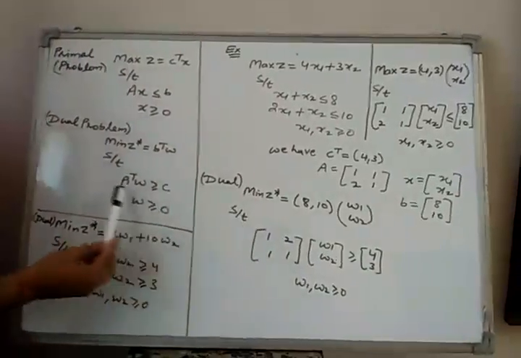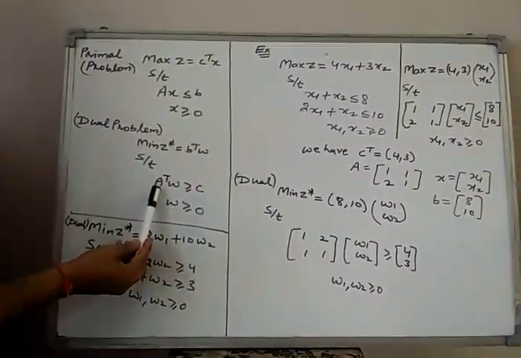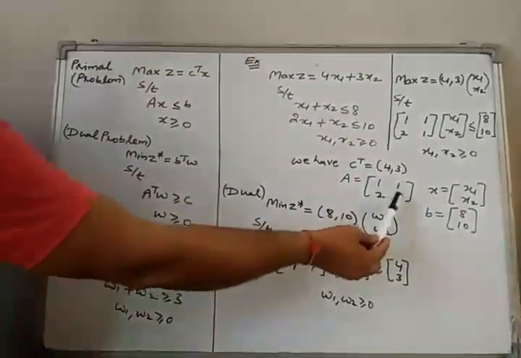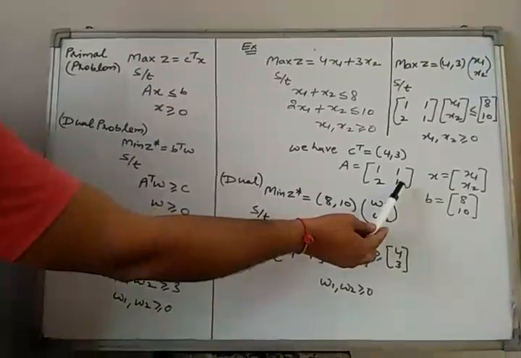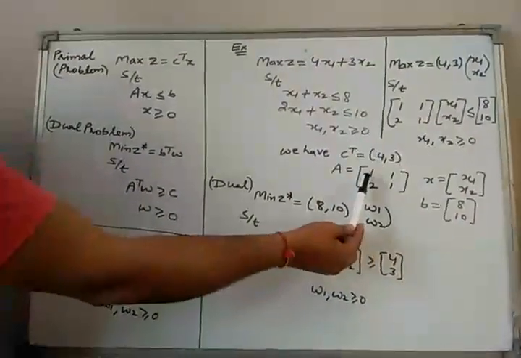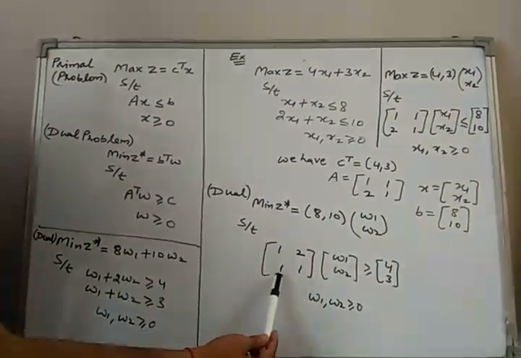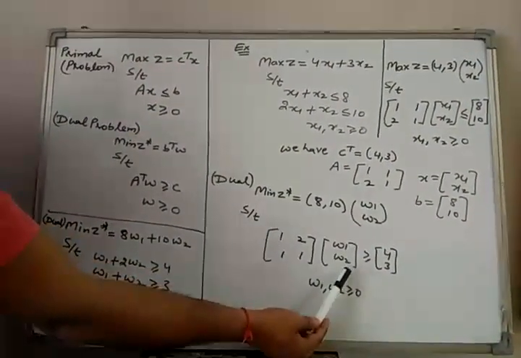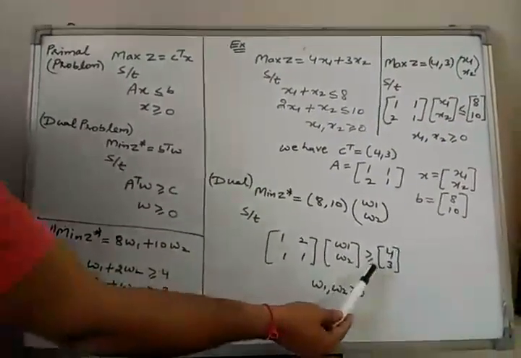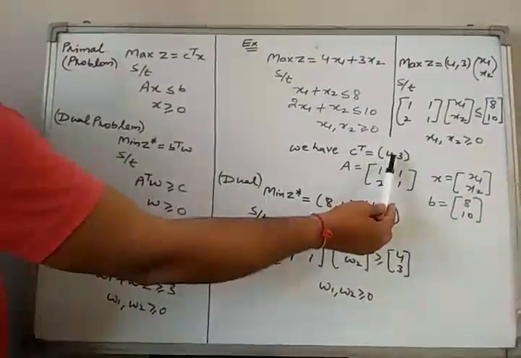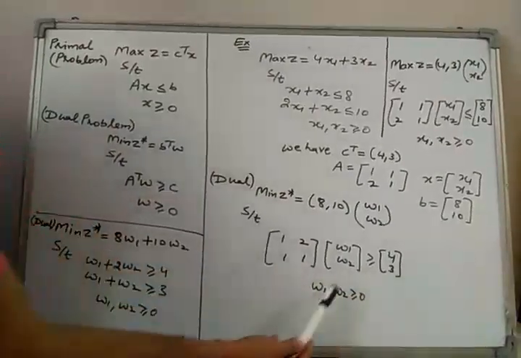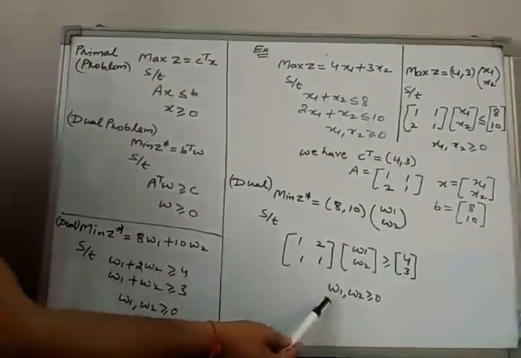Subject to the condition, here we take the transpose of the coefficient matrix. In our case, the coefficient matrix is [1 1; 2 1]. We take its transpose, and after taking it, rows become columns and columns become rows. This becomes [1 2; 1 1]. Dual variables are w1, w2 greater than or equal to C. In our case, C transpose is (4, 3). After taking its transpose, it becomes (4, 3), and w1, w2 greater than or equal to 0.